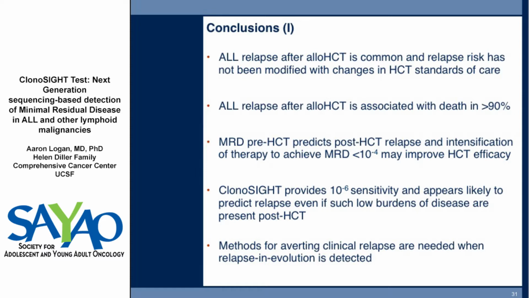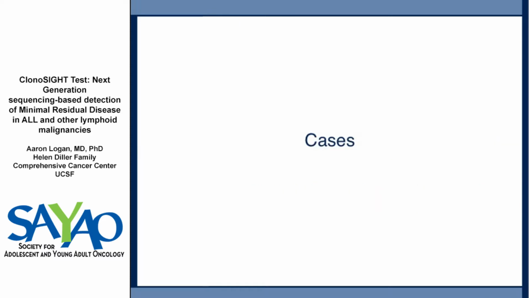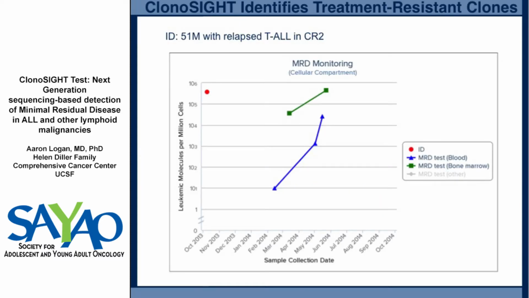And then, as I mentioned, we need to develop some methods for averting clinical relapse when we see relapse in evolution. And so I wanted to end with 2 cases from my own cohort of patients that I've been using the Sequenta clinical product on, because I think that they are enlightening and can show us how this readily available technology can change how we think about MRD, how we think about quantifying multiple clones within the disease and tracking it sequentially over time.